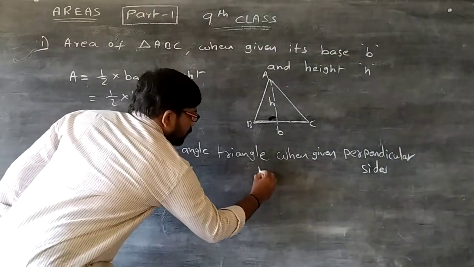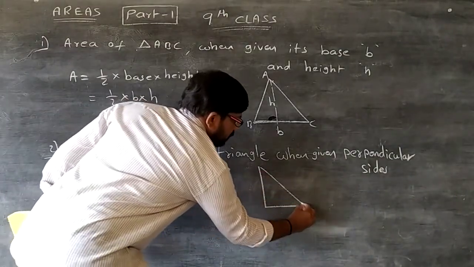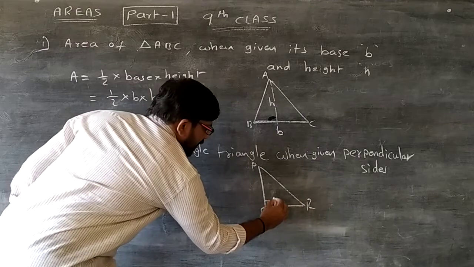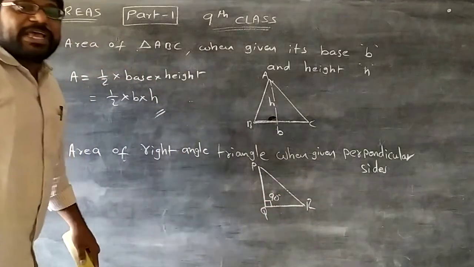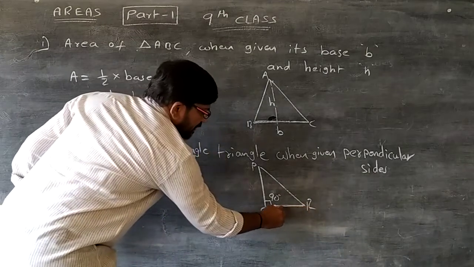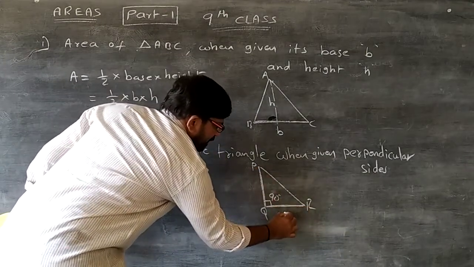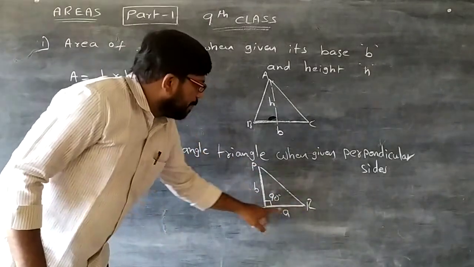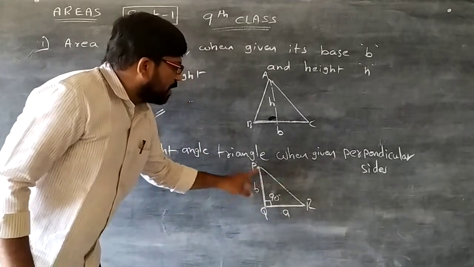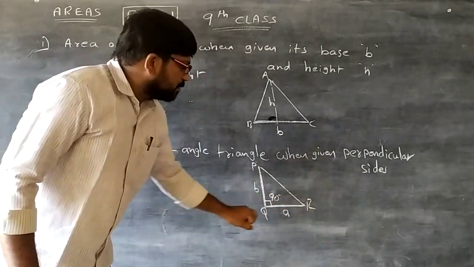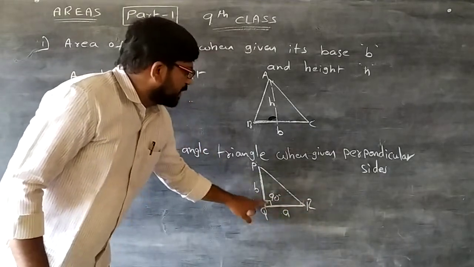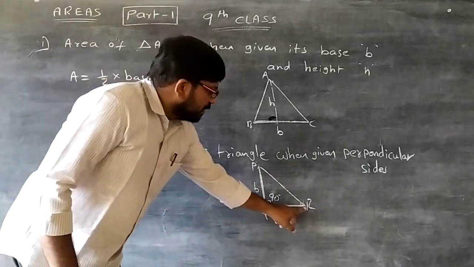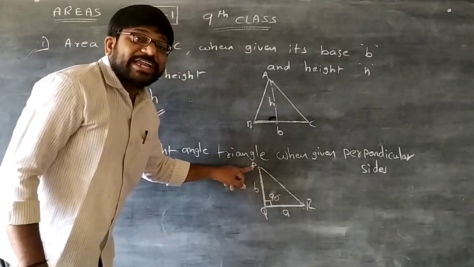See, this is a right angle triangle PQR. Here the right angle is at Q, angle Q is 90 degrees. That is a right angle triangle. So it has a first side and a second side, say A and B. In this right angle triangle they have given perpendicular sides. These two are perpendicular to each other because the angle between these two sides is 90 degrees, so they are called perpendicular sides. Here we treat one as base and the other as height, right?